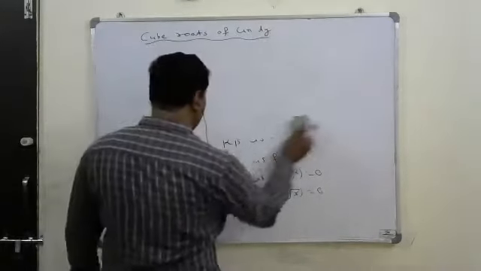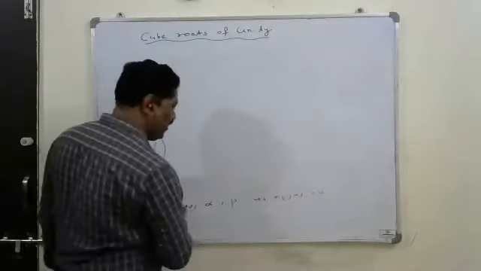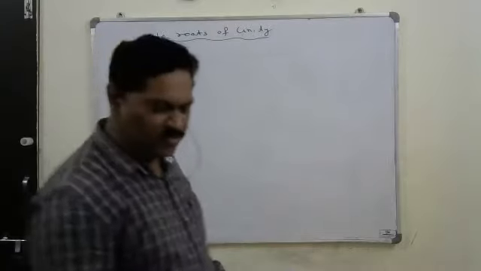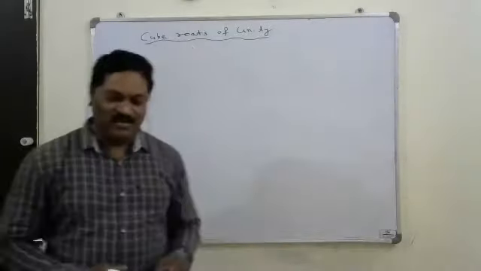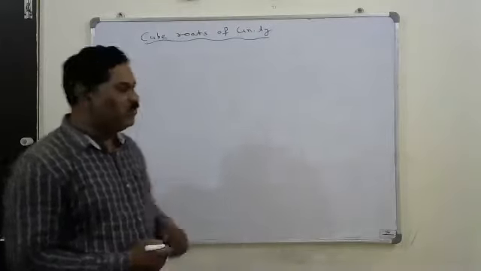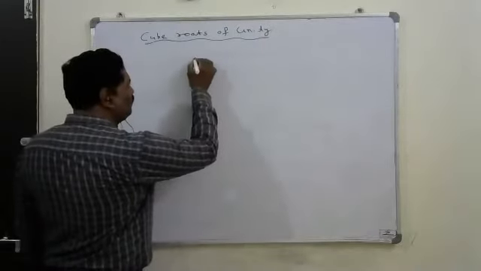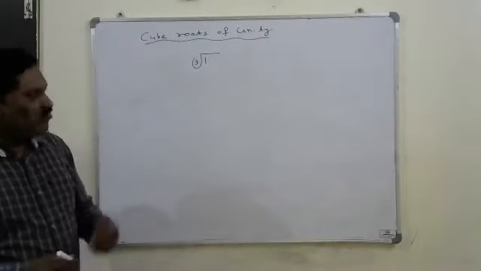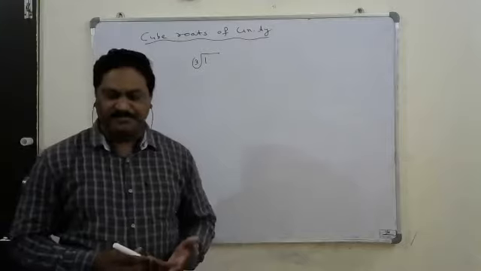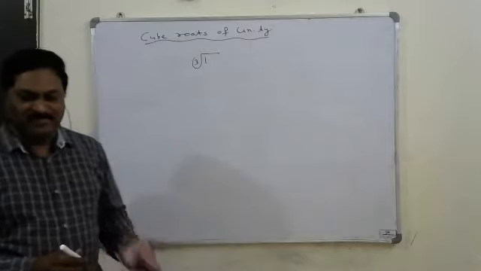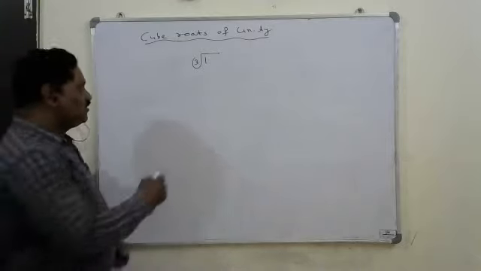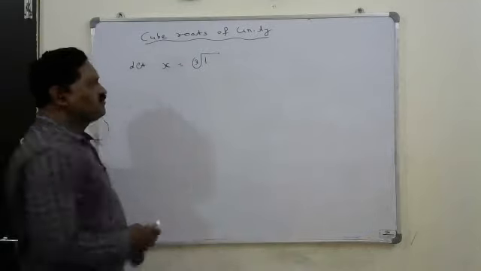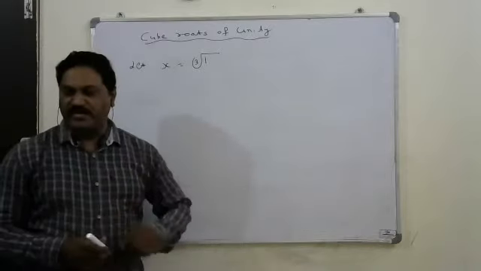Look at this. So what is meant by cube roots of unity? Unity means one. The cube root of one. I want to find the value of this. What is the value of cube root of 1? One. But actually, suppose I take this value equal to x. x is equal to cube root 1, right?